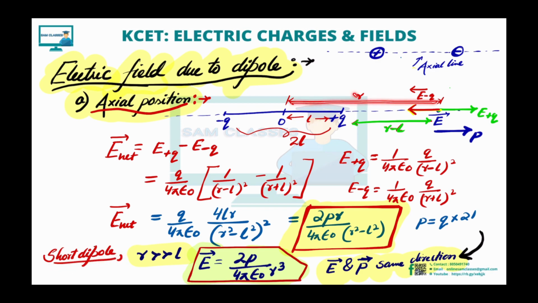Now, there is again a small concept of a short dipole. What is a short dipole? If this R length becomes much greater than the dipole length, what will happen? We can neglect the L square. So in that scenario, what will be the formula? Electric field is equal to 2P by 4 pi epsilon naught R cube. So these two formulas are very important, students.